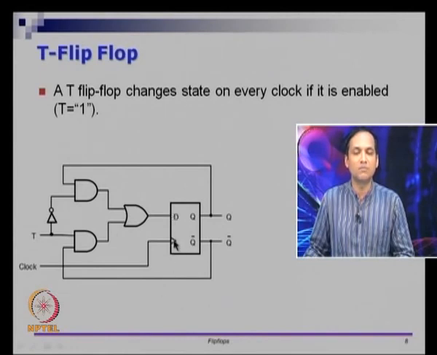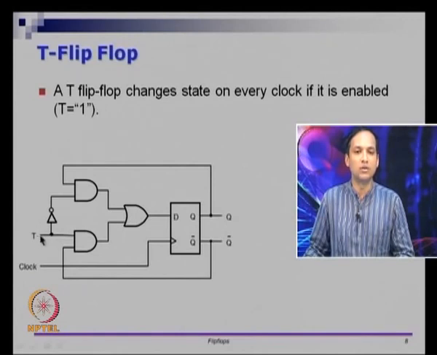So when the clock comes in, let us say this is a positive edge triggered D flip flop, right. So when the clock comes in, Q bar will be copied to Q. So if Q was 1, Q bar would have been 0, so it will become 0 now. If Q was 0, Q bar would have been 1, it will become 1 now. So either way Q toggles.